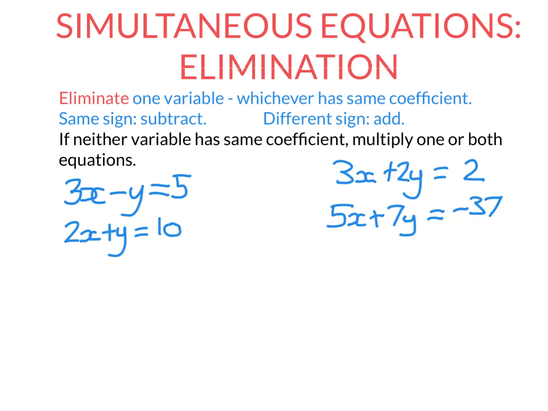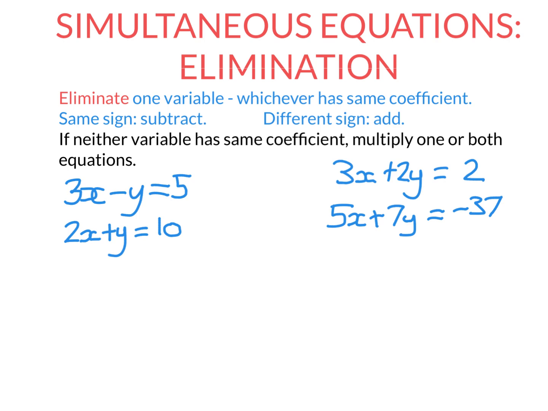Thank you so much for tuning into this video in which we will solve simultaneous equations using elimination. The reason it's called elimination is you eliminate one variable. You eliminate whichever variable has the same number in front of it in both equations. So how do you eliminate the variable? If they have the same sign, you subtract, a different sign you add.